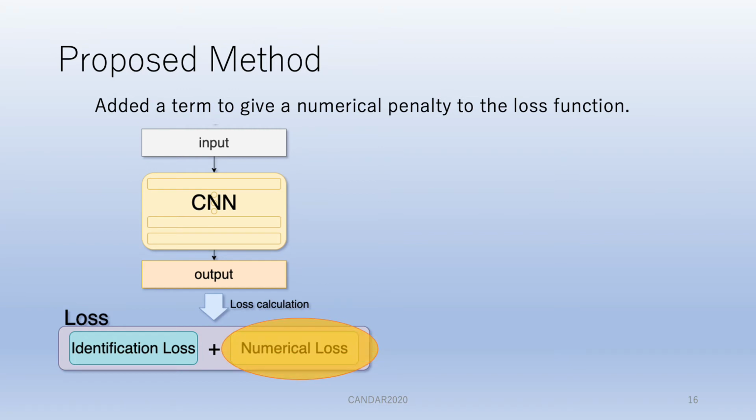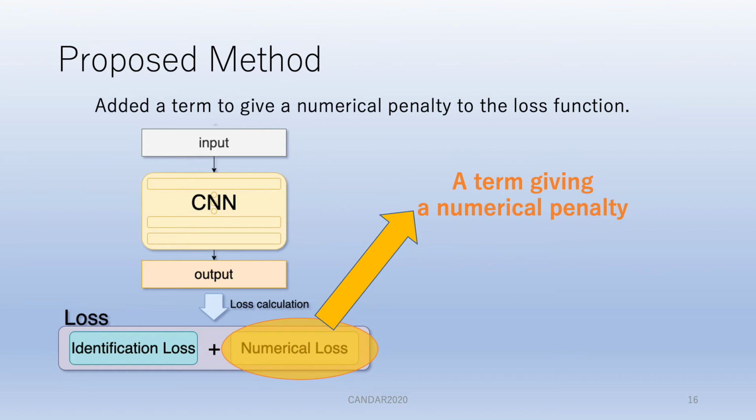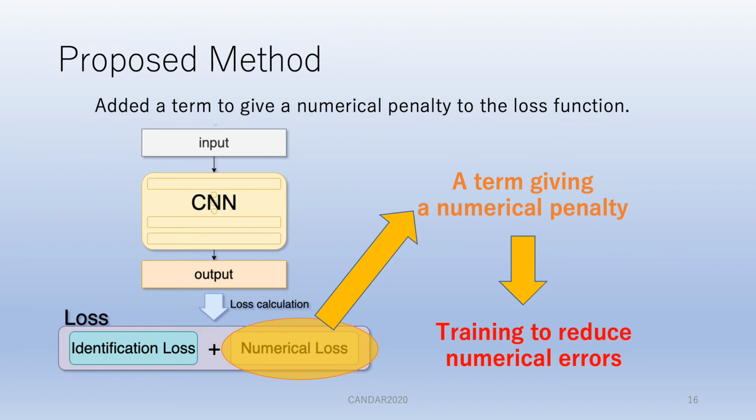Like this. This part is a term giving a numerical penalty. So, by calculating and training on this loss, the model can learn to reduce numerical errors.